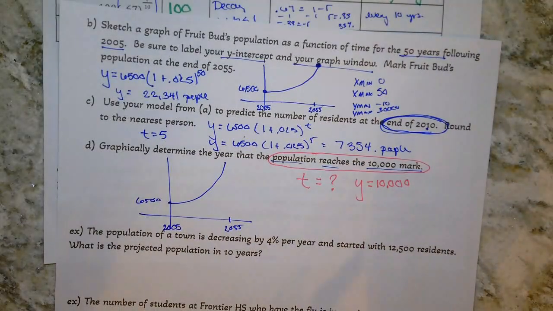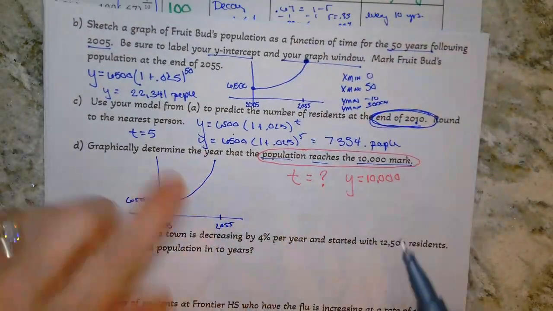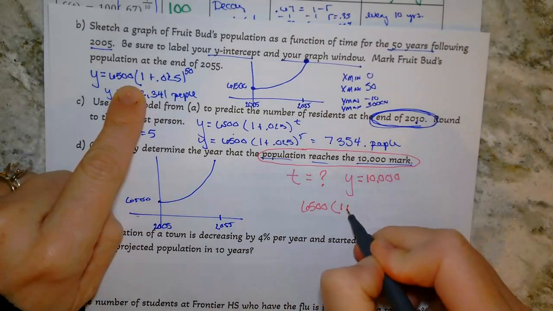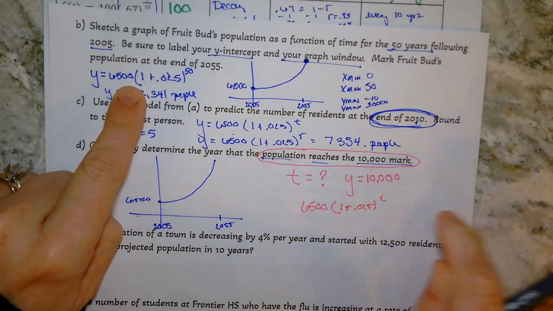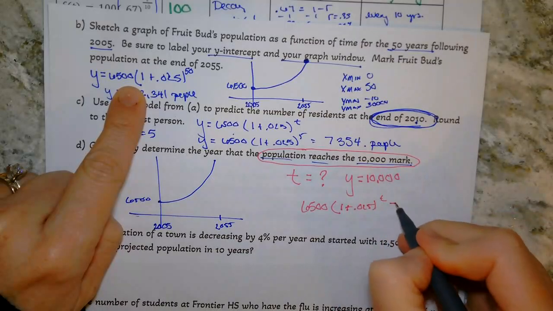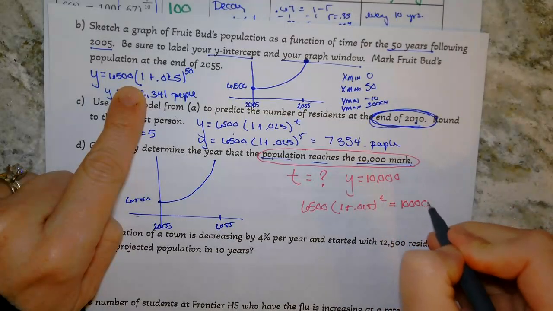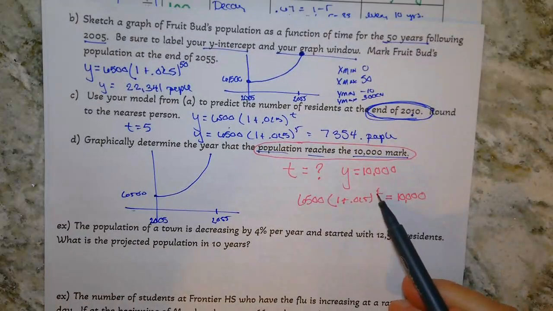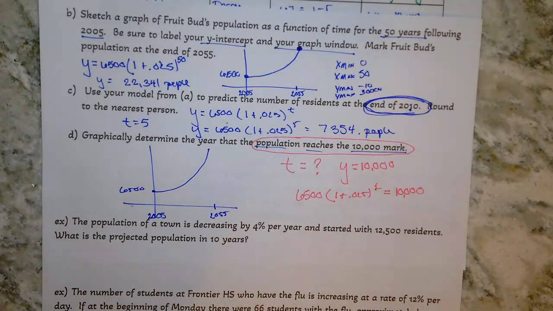Okay, we don't know the time. That is the question. Determine the year, determine the time. So I'm going to take my equation, my 6,500 times 1 plus 0.025 to the t. I don't know t, but I want this to equal 10,000. And that setup should make sense to you. I don't know t, but I want it to be a population of 10,000.